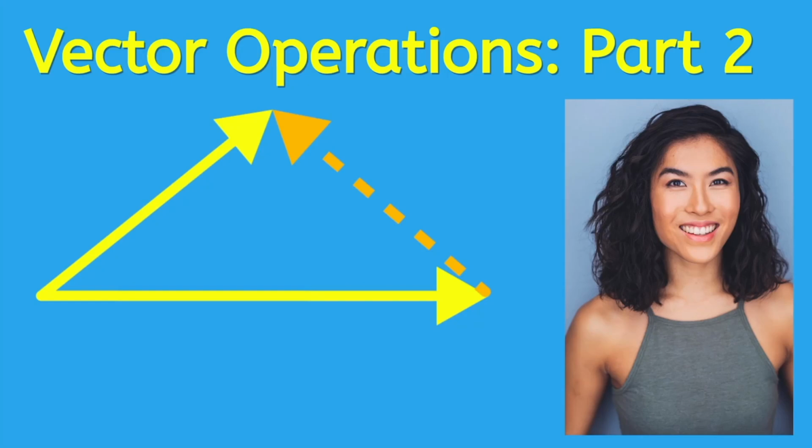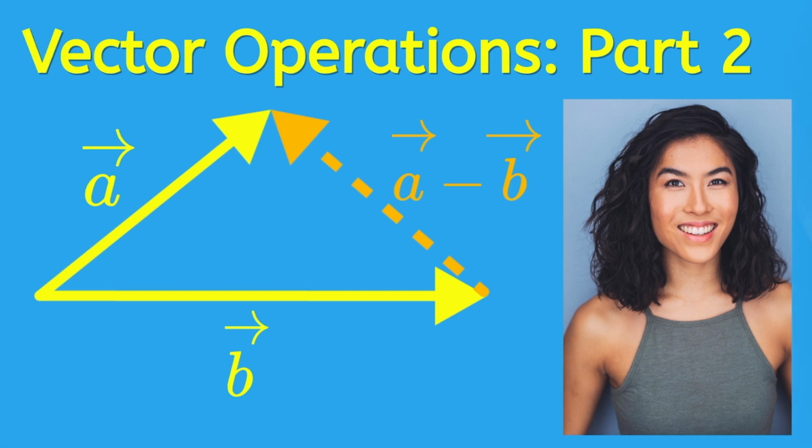Welcome back to part 2 of our conversation about vector operations. In the last lesson, which did not have a video, you did some independent work learning how to add and subtract vectors and multiply vectors by a scalar value. Today, we're going to build on those skills by working more with unit vectors and finding the angle between two vectors.